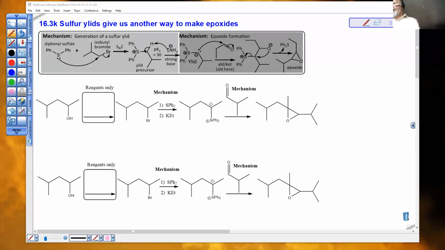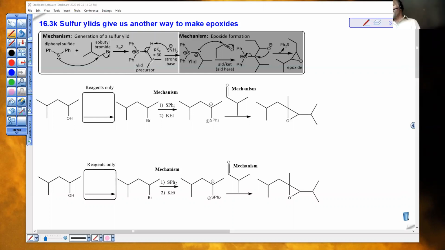We're going to explore sulfur ylids and how they can be used to make epoxides. So just like phosphorus was a nucleophile underneath nitrogen on the periodic table, sulfur is a nucleophile underneath oxygen on the periodic table. It can do a backside attack on a carbon with a leaving group in an SN2 fashion, creating an ylid precursor. This will be a sulfur ylid precursor.